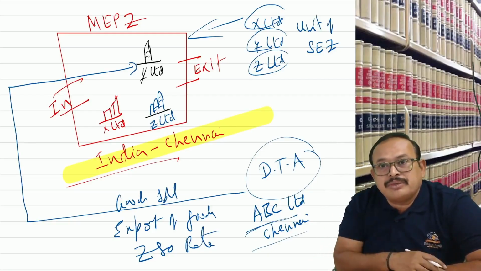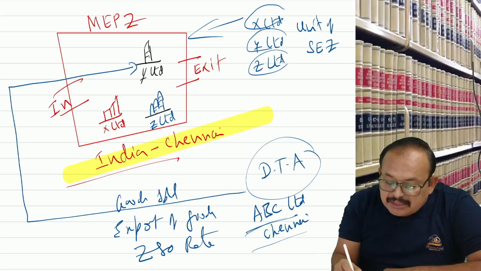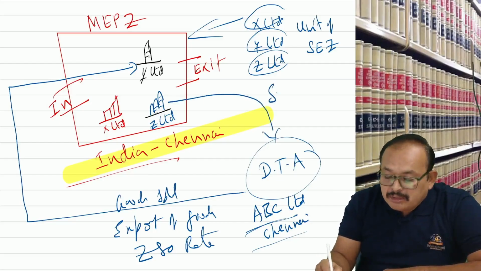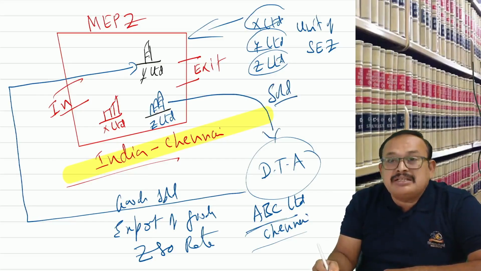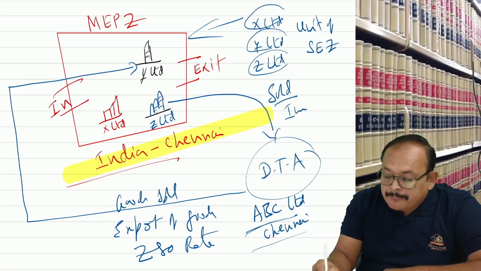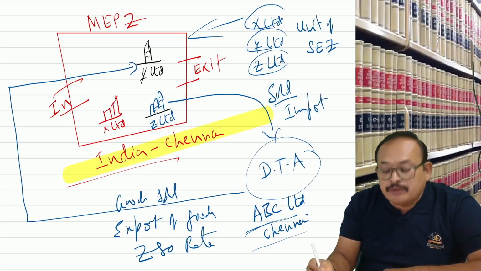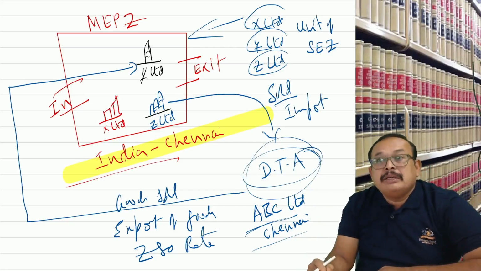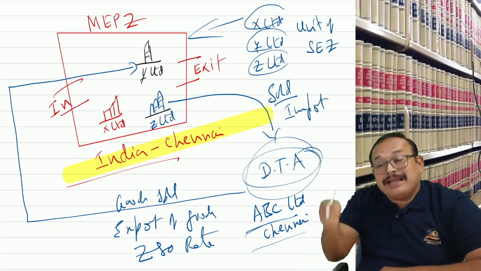If this company clears the goods sold, where the seller is an SEZ unit and the buyer is a DTA unit, it is called what? Import of goods. The DTA unit should submit a bill of entry to clear the goods. The DTA unit is liable to pay import duty.